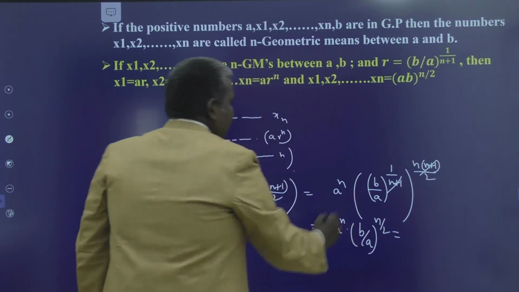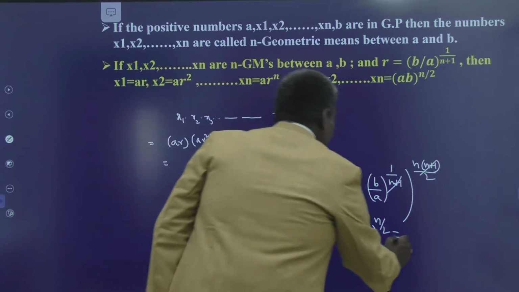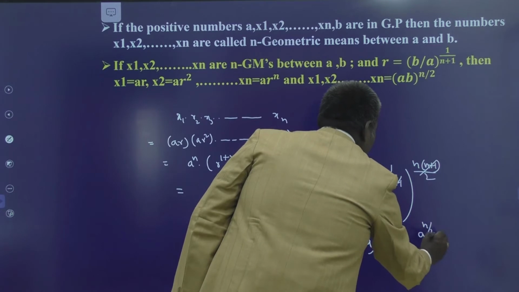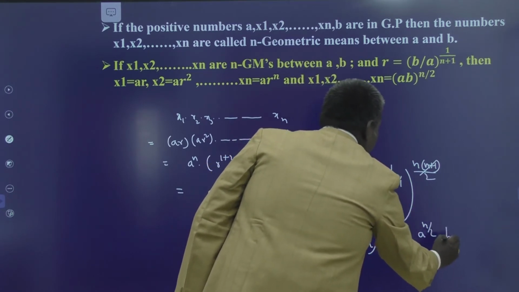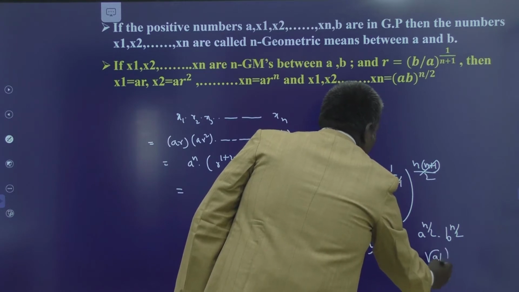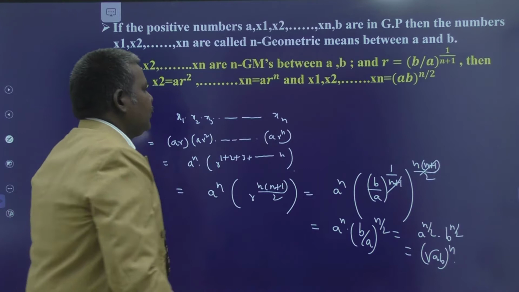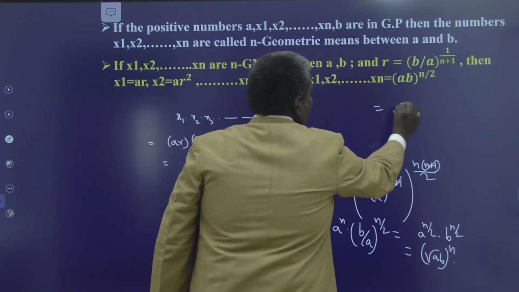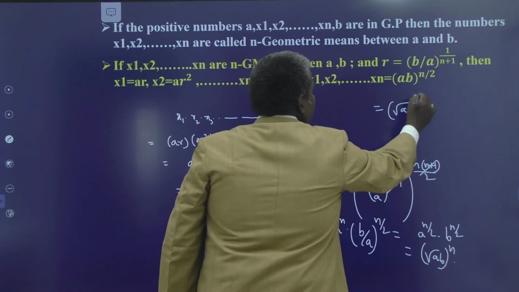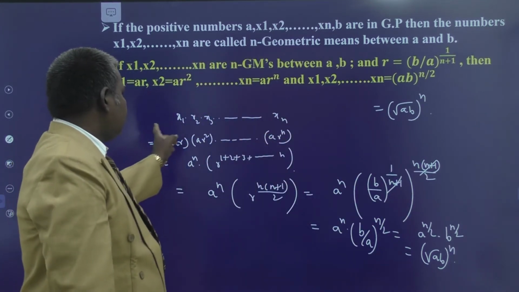My dears, a power n by 2 means what? a power n by a power n by 2 is nothing but a power n by 2 into b power n by 2. This is nothing but root ab whole to the power of n, or (ab) whole power n by 2. This is equivalent to root ab whole to the power of n, that is, 1 geometric mean whole to the power of n.